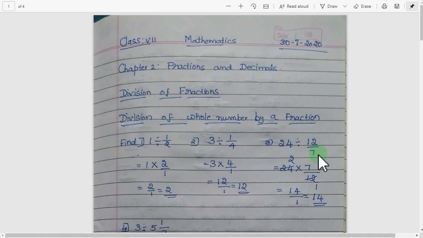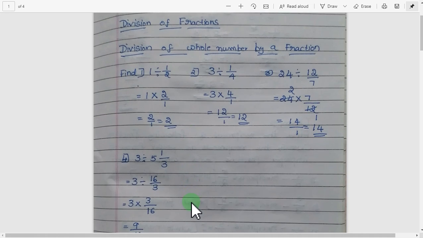24 divided by 12 by 7. Division is changed into multiplication. At that time, the reciprocal of 12 by 7 is 7 by 12. Now here, 12 ones are 12, 12 twos are 24, so division is possible. Now here we got 1, so multiply numerator into numerator. 2 into 7 is 14. 14 by 1 is 14.